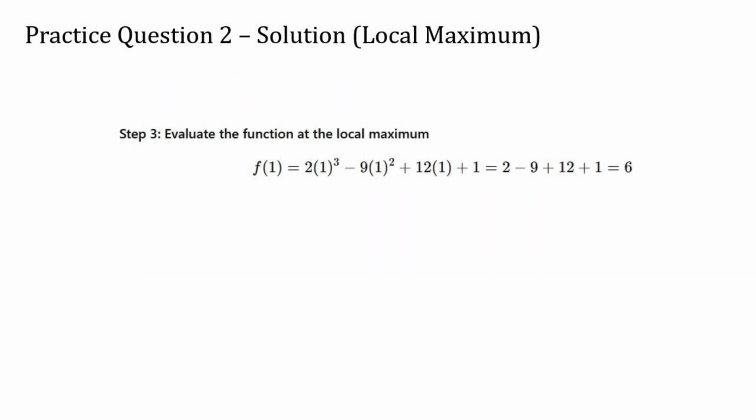Now that we've identified the location of the local maximum, we move to step 3 and plug this value of x back into the original function to compute the corresponding function value. This final calculation gives us the maximum value of the function on the open interval from 0 to 4. Putting it all together, we know that the local maximum occurs at x equals 1 and the maximum value is 6, which corresponds to answer choice B.